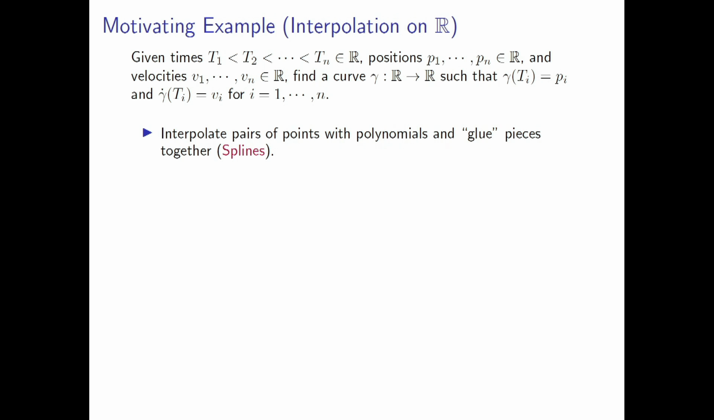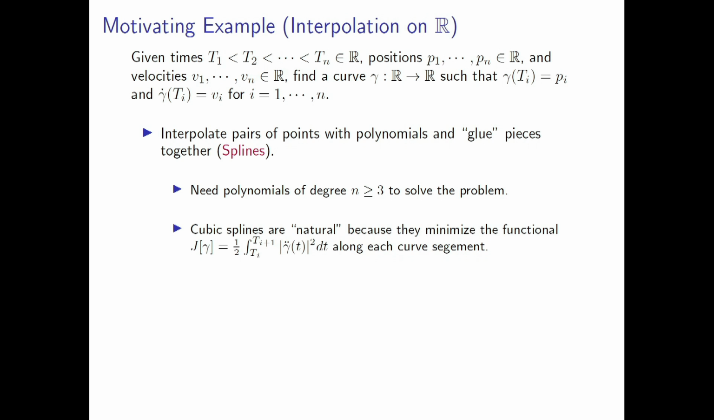So one can solve the problem by interpolating pairs of points with polynomials and gluing pieces of polynomials together. This is what is called splines in numerical analysis. And for that, we need polynomials of degree greater than or equal to 3 to solve the problem. And a basic way to solve the problem is to use cubic splines, because they are natural in the sense that they minimize this cost functional. So if you are working on control problems, for instance, and you have a double integrator, that means u equals q double dot, you are minimizing the control effort.